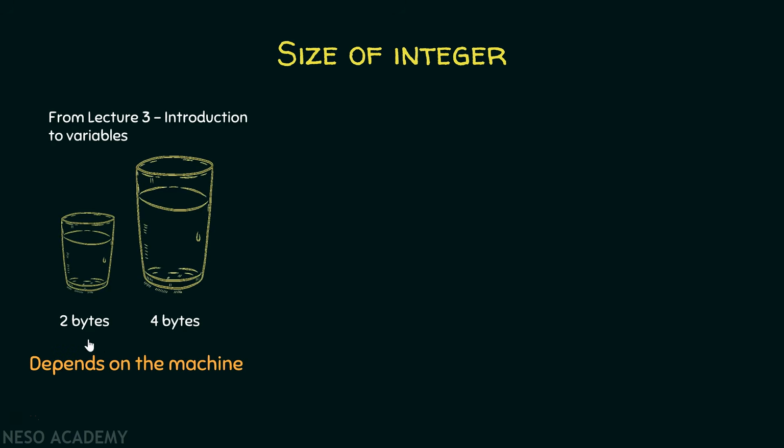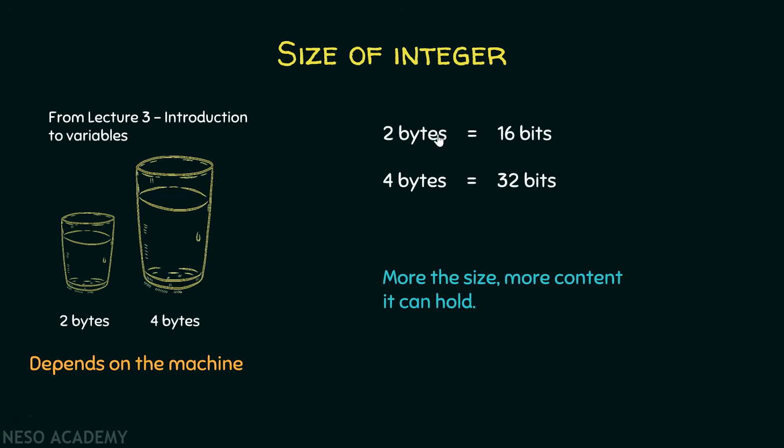Integer can take either 2 bytes of memory space or 4 bytes of memory space depending upon the machine you are working with. As we know, 1 byte is equal to 8 bits, therefore 2 bytes is equal to 16 bits and 4 bytes is equal to 32 bits. More the size, more content it can hold.